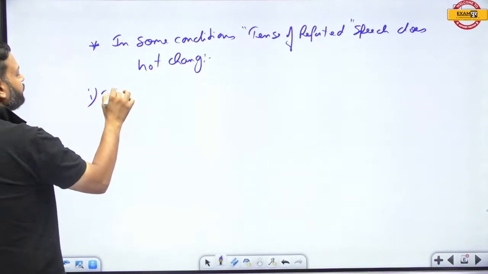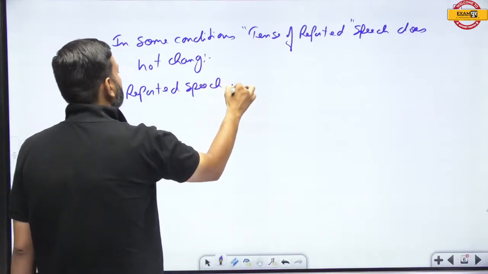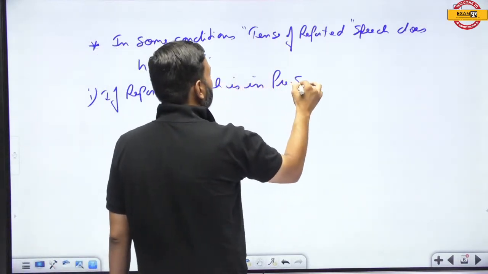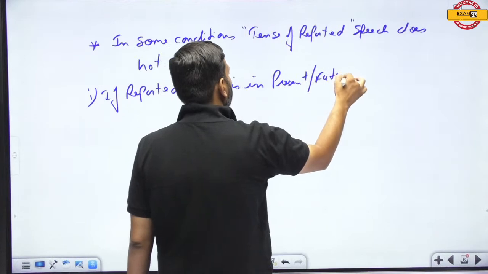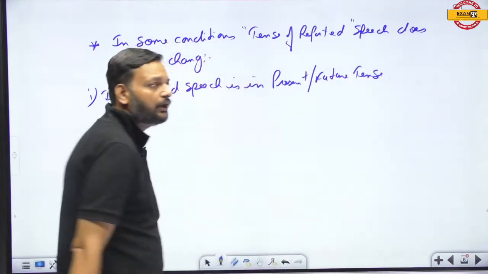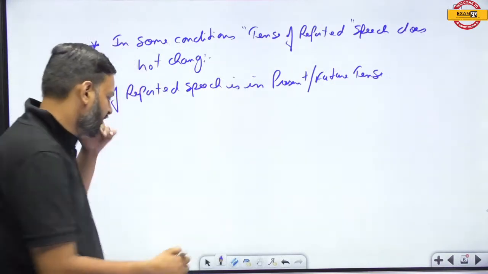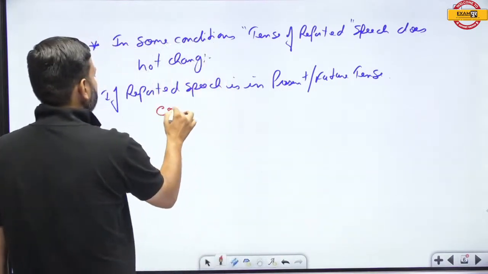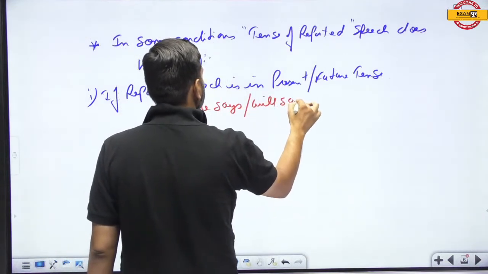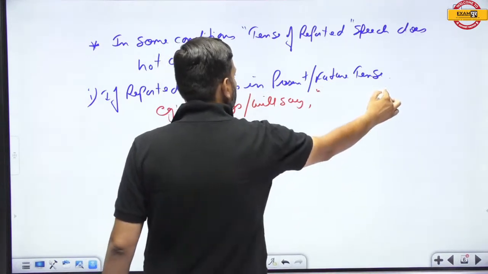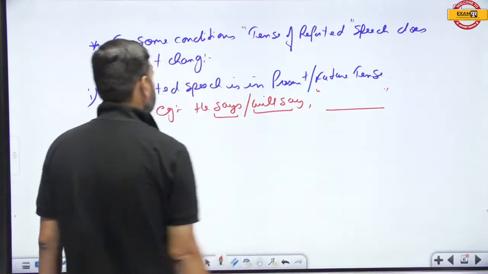First condition, if reporting speech is in present or future tense, the tense of reported speech does not change. For example, he says, or will say, comma and wait comma. So if the reporting speech is in present or future tense, it does not change.